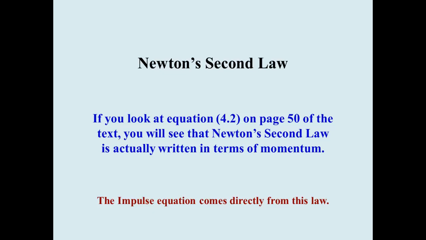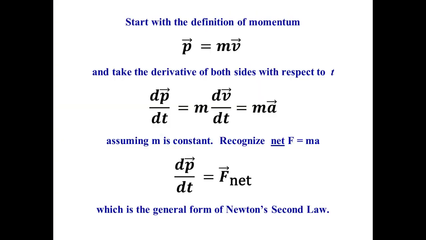We get two things from this. One is we see the connection to the actual version of Newton's second law that shows up on page 50 of our textbook in equation 4.2, which is written in terms of momentum. And it's then, I think, very easy to see that the impulse equation comes directly from Newton's second law.